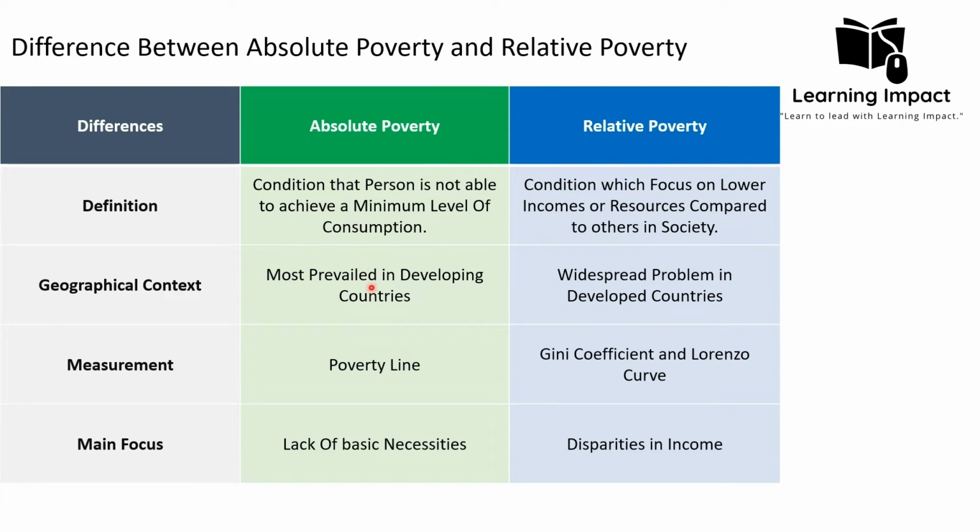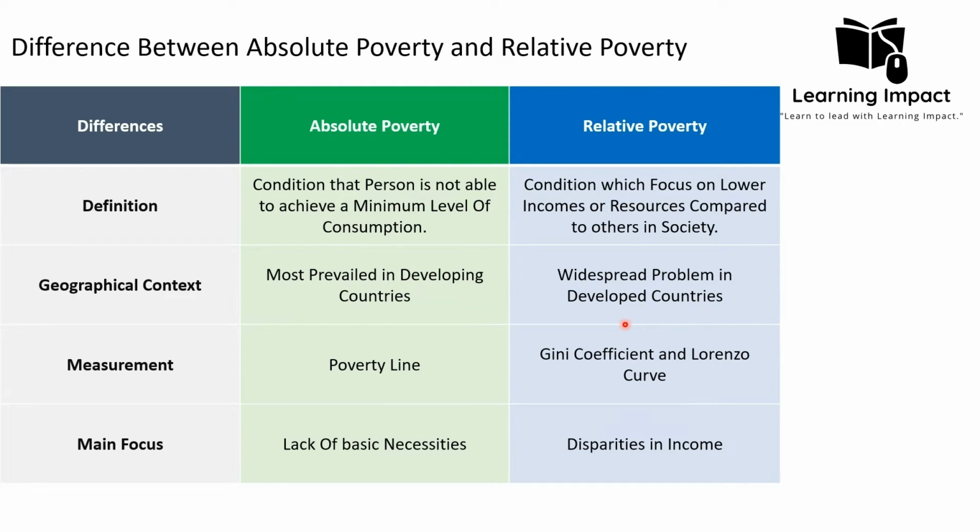So in case of the developing countries, as we know, countries are poor, their economic structure hasn't been developed and their economy hasn't progressed. So most of the population of the developing countries are focusing on meeting their basic needs, which are required for their survival. So that's why absolute poverty mostly prevails in developing countries.